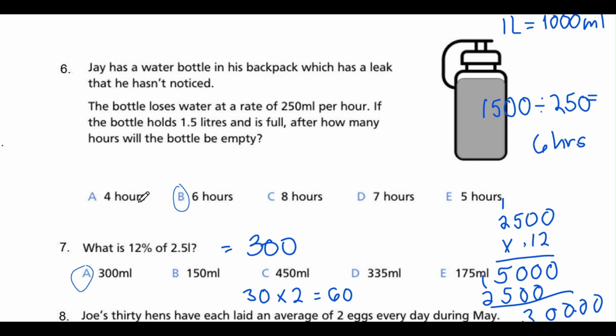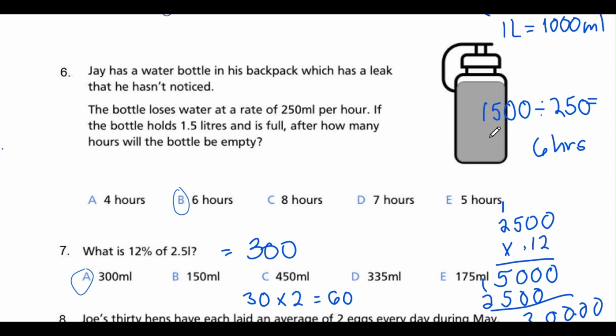Why the other options are wrong? The incorrect options arise from calculation errors or failing to convert the units correctly before dividing. For example, trying to calculate 1.5 divided by 250.